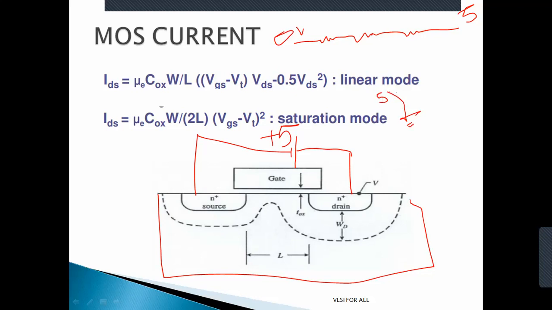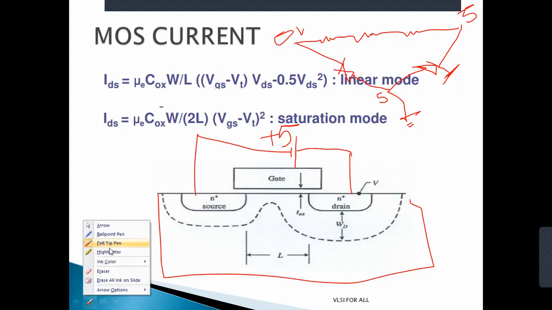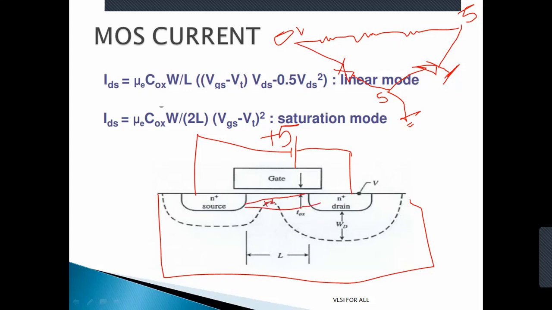Then this is a p-type substrate and drain is n-type. This will be like a p-n junction. So on this side, the n region will be at a more positive voltage, and the p region will be ground. So this will be in more reverse bias than this side of the p-n junction. Due to this, the depletion region on the drain side is more than the source side. Due to this reason, the depletion region will have a tapered shape like this, because positive ions are created here and negative ions from the substrate.